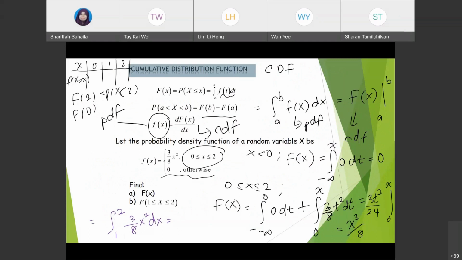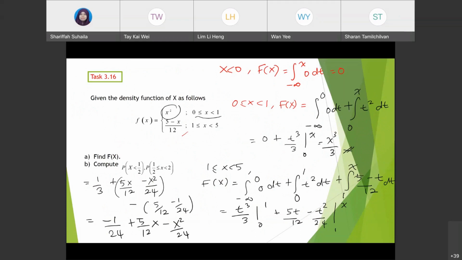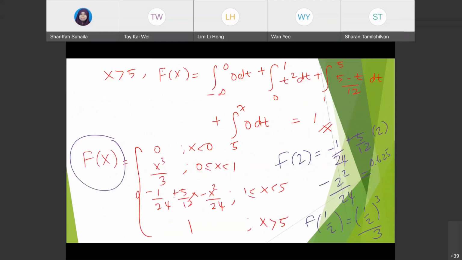Okay, tapi kalau kita ada 2 range, okay, so what happen when x less than 0? Between 0 and 1. 1 up to 5, and then the last one, x greater than 5. And then write down what is your capital F. And use this capital F to find the probability.